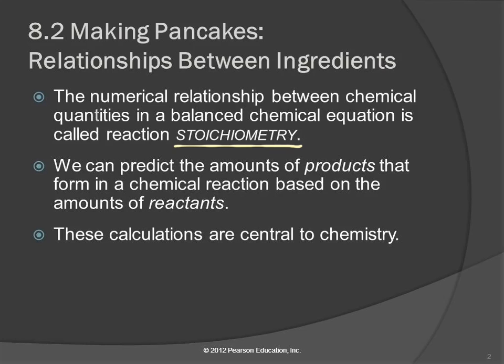And as you can imagine, this is a very useful thing. If I start out with X amount of reactant, I'm going to end up with Y amount of product. And if you're manufacturing things, you need to know this so that you know how much stuff to start with. So this is called stoichiometry, and these calculations are central to chemistry. I'm telling you, this is one of the big topics, okay? This one is really, really important. This is not like calculating empirical formulas that you could blow off and be okay. If you blow this off, you're not going to be okay.